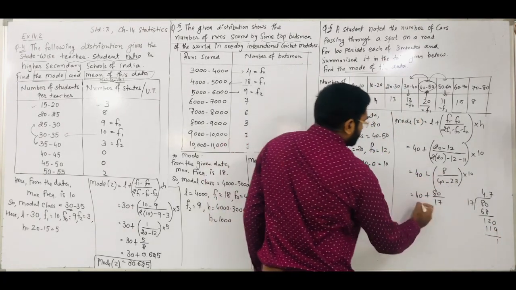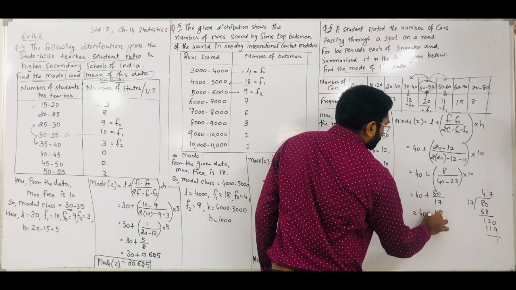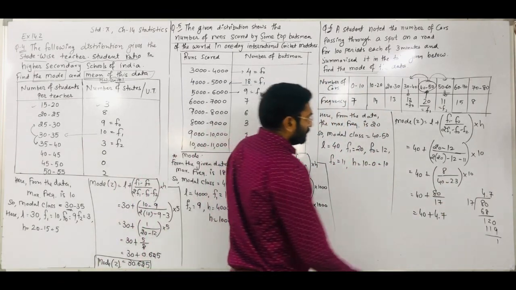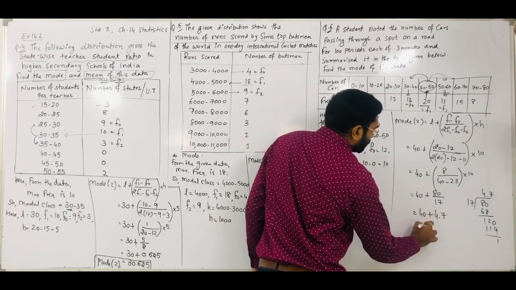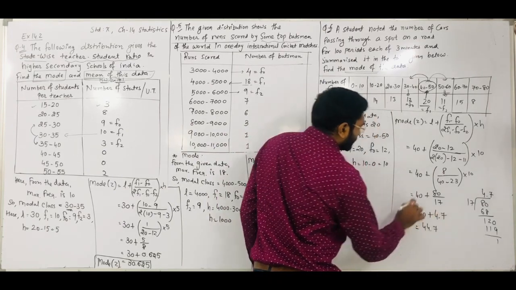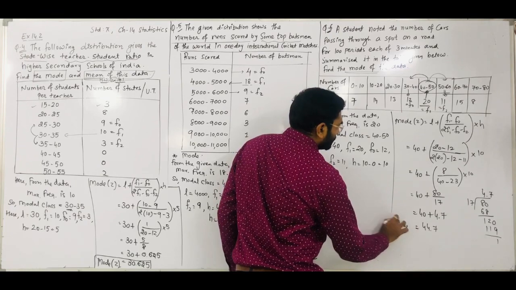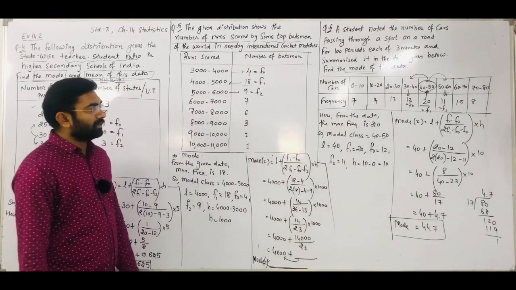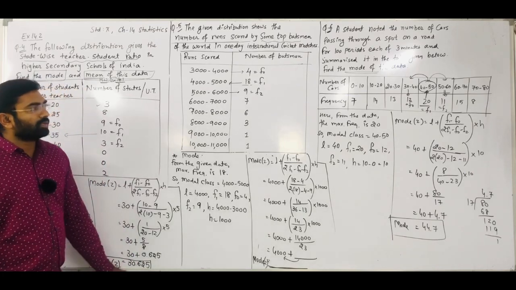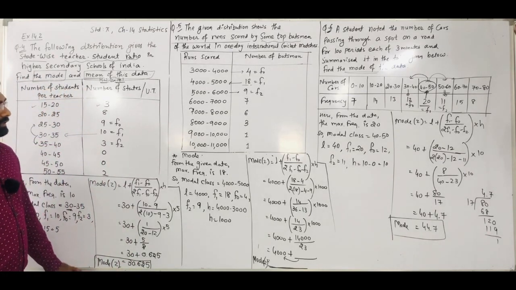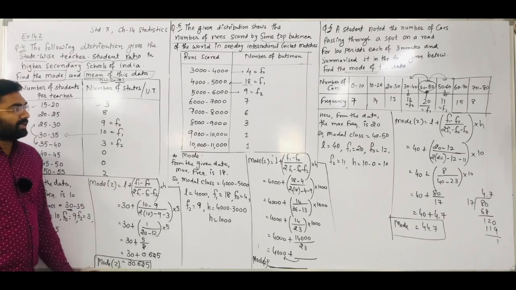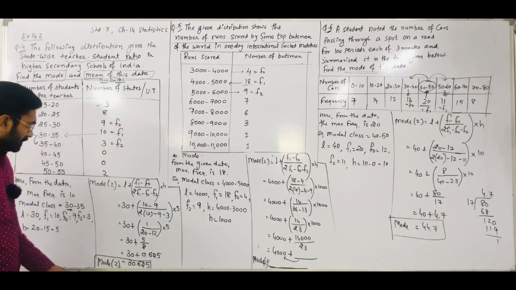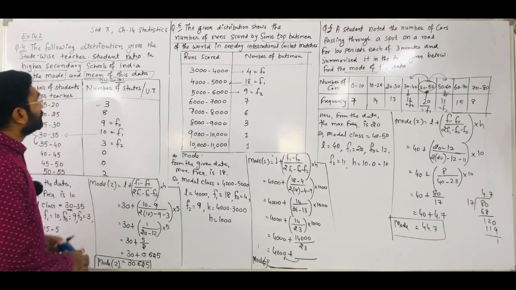So the division gives 4.7. We have to add 4.7 to 40, so we get 44.7. This is our mode value. Right? So that way we can find the mode of the given observations. So mode sums are very easy. Using the mode formula, we can find the mode value of the given observations. Now our next topic is regarding the median.